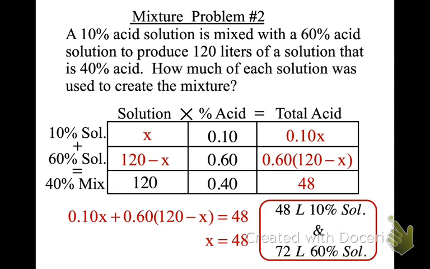And you got to be specific. Don't just tell me 48 liters and 72 liters. If you did that on a test, I'd want to know which one was 48. Does that make sense? So if I'm taking 48 liters of the 10% and 72 liters of the 60%, I'm going to get 120 liters of 40% mixture. Does that make sense? Can I continue?